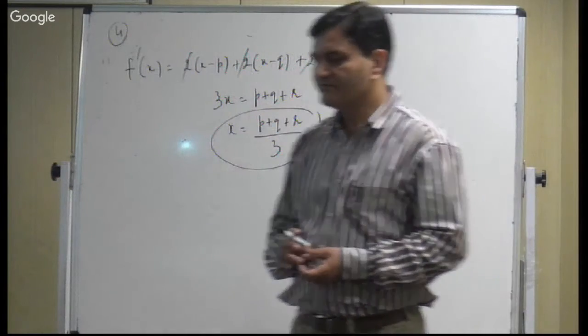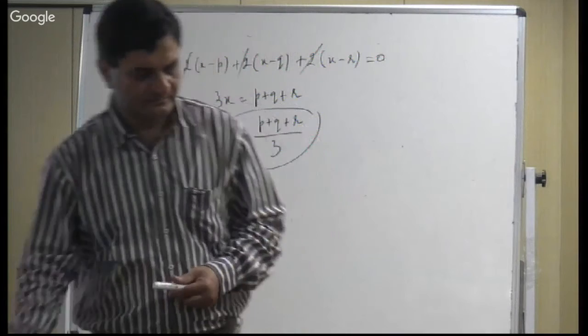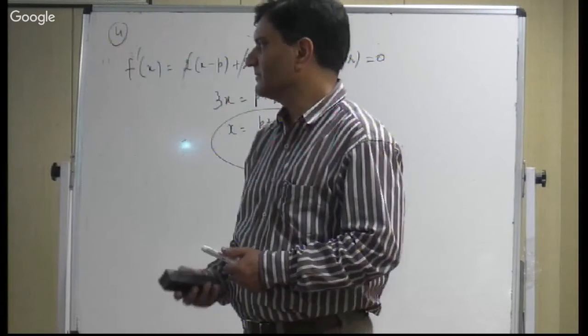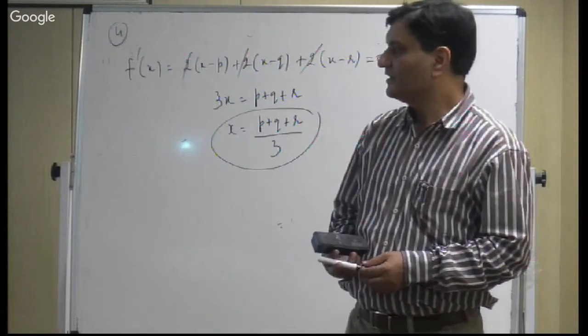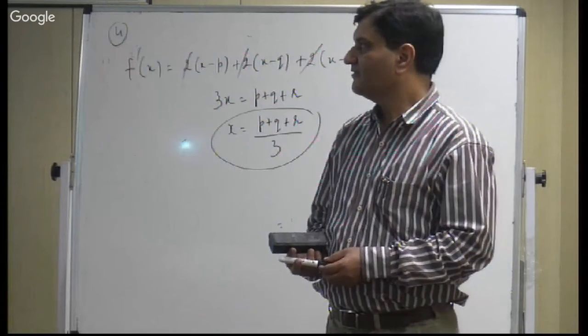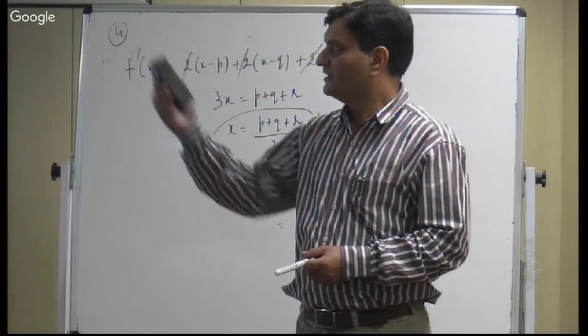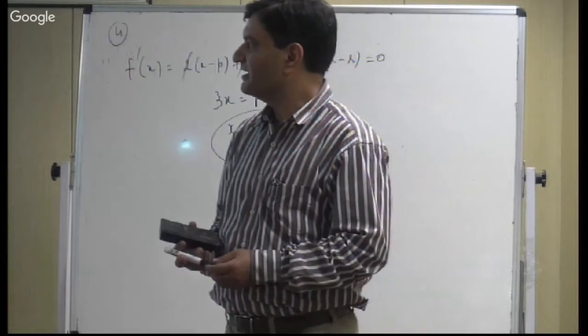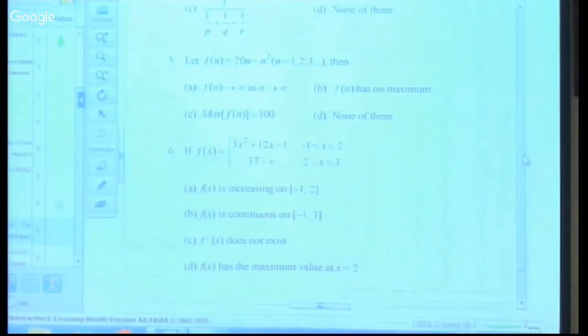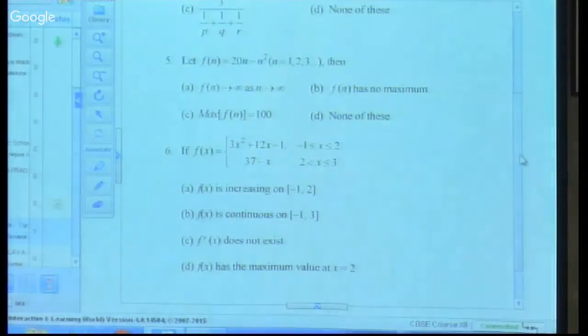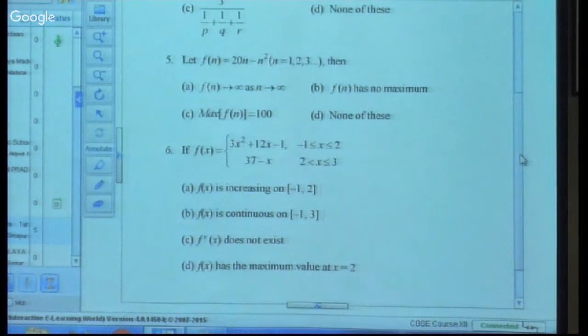Now question number 5. F(n) is equal to 20n minus n square, where n takes the value 1, 2, 3. It is not a continuous curve. You have to find out: the first option is F(n) tends to infinity as n tends to infinity. Option B: F(n) has no maximum. C part: the maximum of this F(n) is 100. D is none of these.